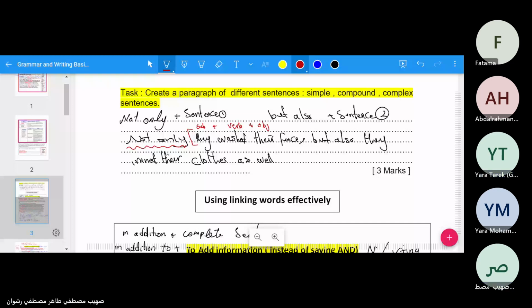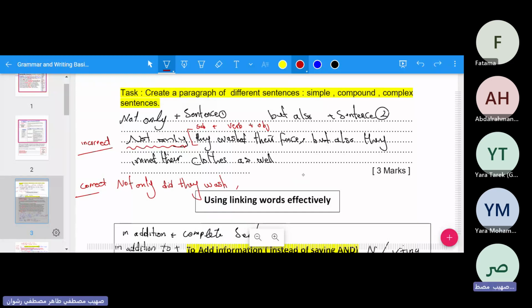Why? Look at the structure. Any comment? Yes, because you should put the verb before the subject. Yes, correct. Look at the correct structure. This one is incorrect. Look at the correct one. Not only did they wash. Complete everything then as it's regular.